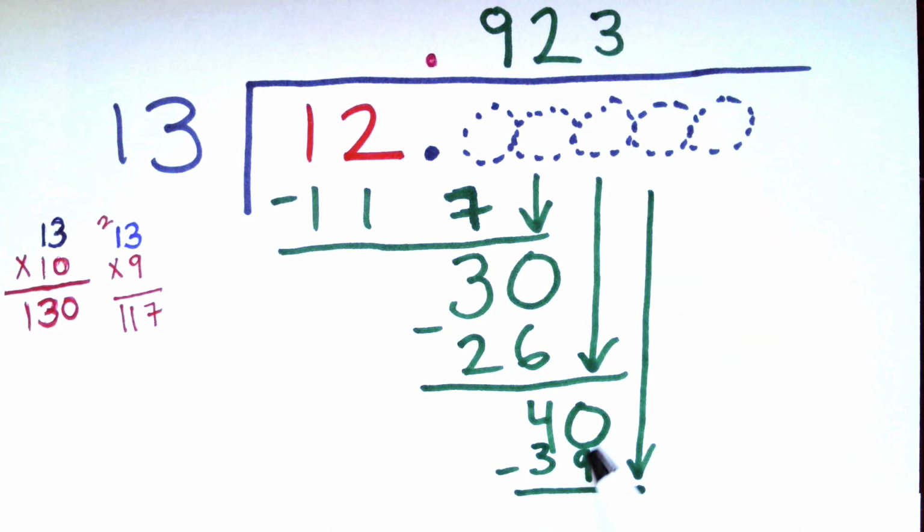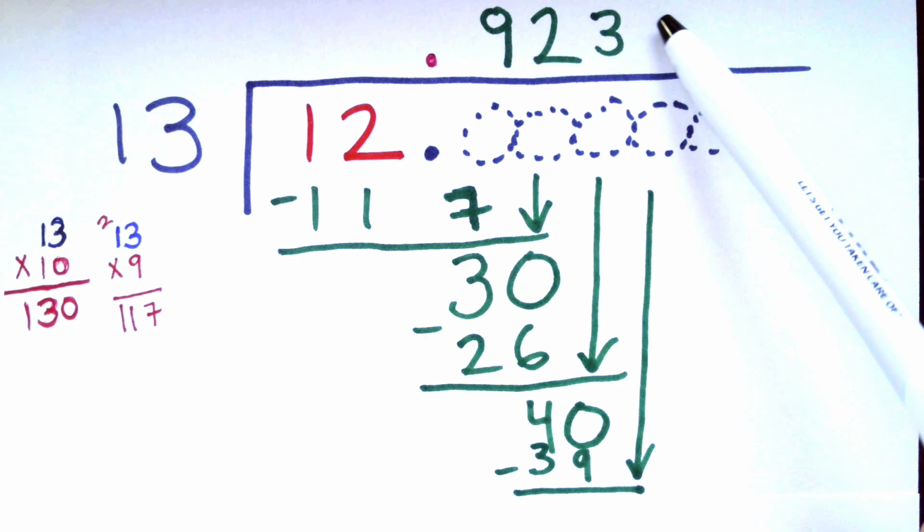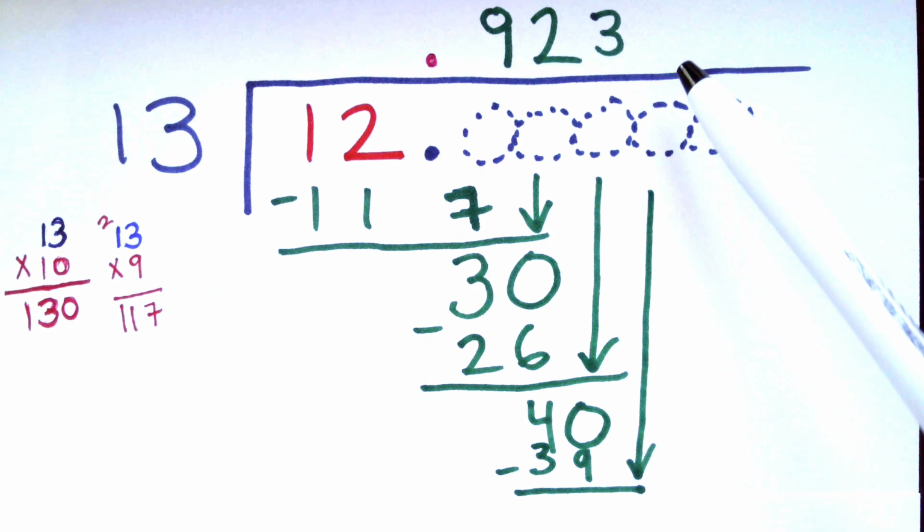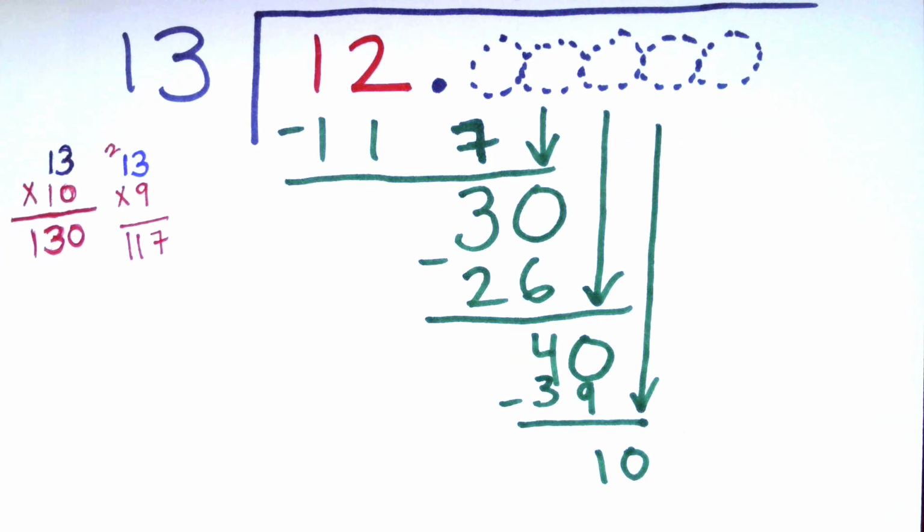I subtract 39 from my target of 40, and I get a 1. I'm going to bring down my 0. I have 1 and 0, and that is 10. That's not enough. There's no number times 13 that will give me 10. So I'm going to put a 0 right up in here, and let me show you what I'm going to do next. I put a 0 up here. There's no number times 13 that gets me 10.